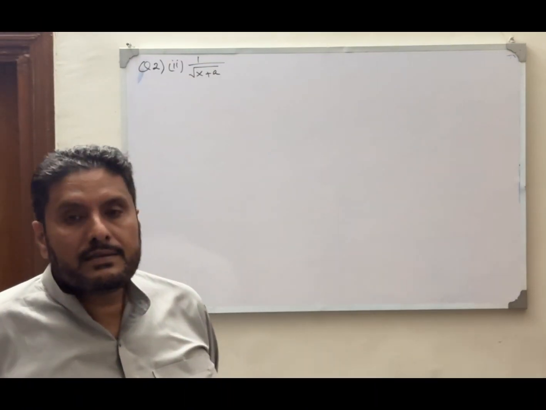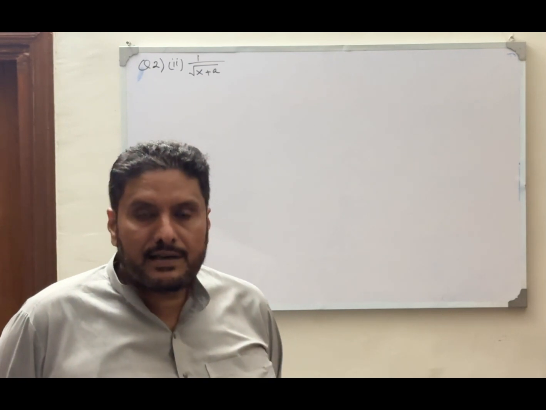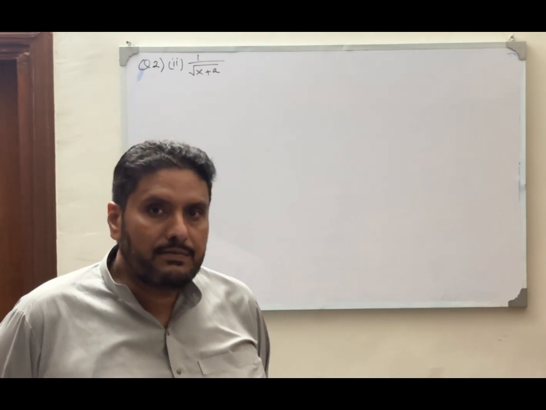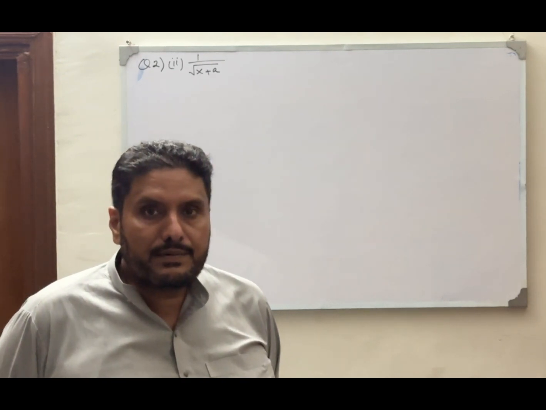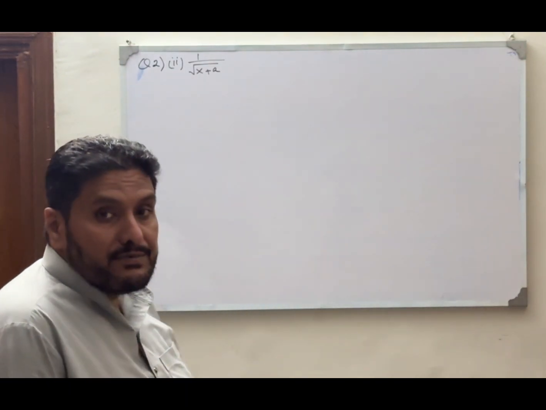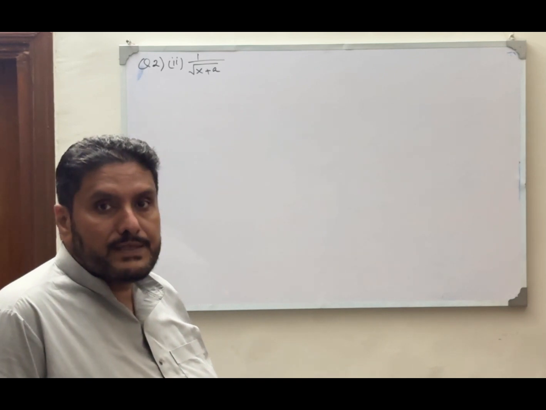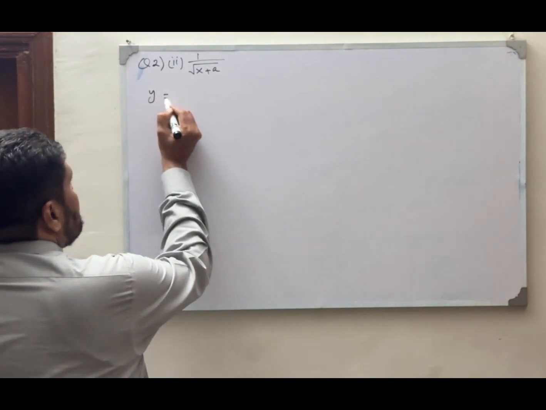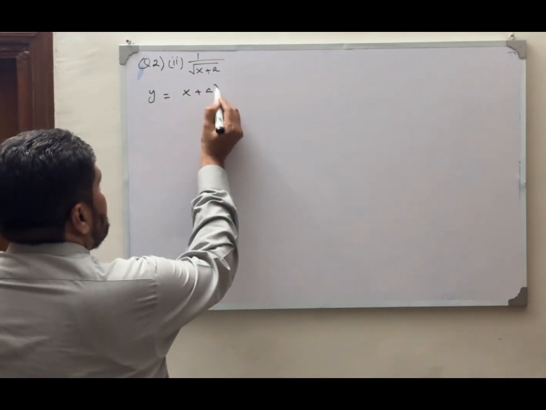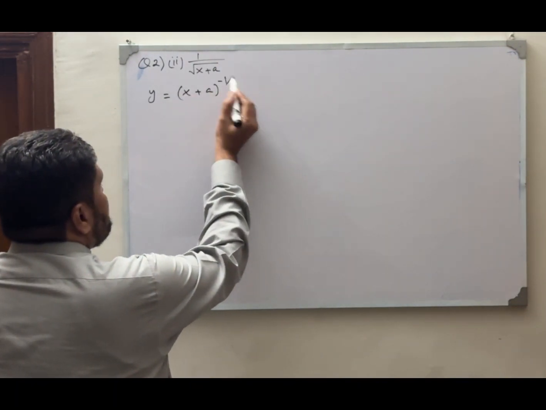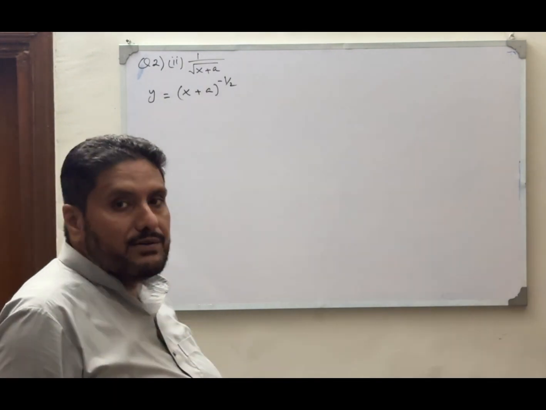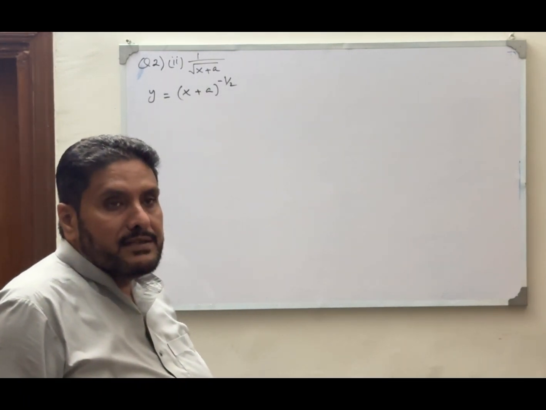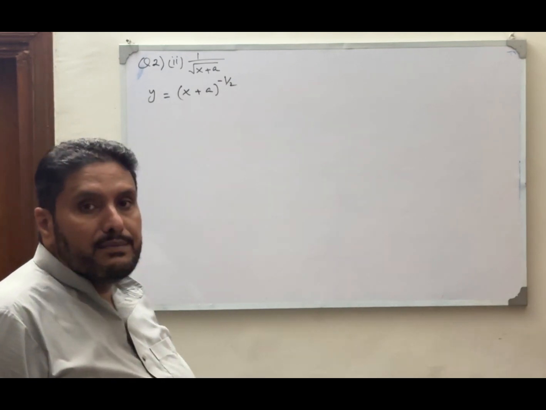We have the last question of this exercise, in which we have to find the derivative of this given function by using the principal method. So let's start it once again, and by using those 4 steps we are able to find the derivative. So our y is equal to (x plus a) power minus 1 by 2. It's 1 over the square root of x plus a, or 1 over (x plus a) power 1 by 2. So we can write it as y is equal to (x plus a) power minus 1 by 2.